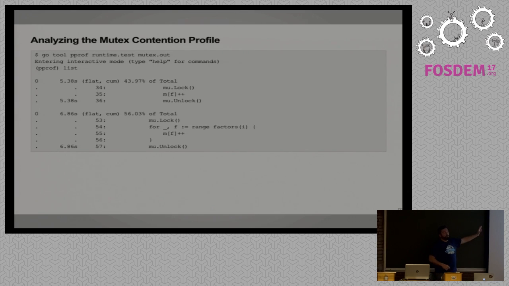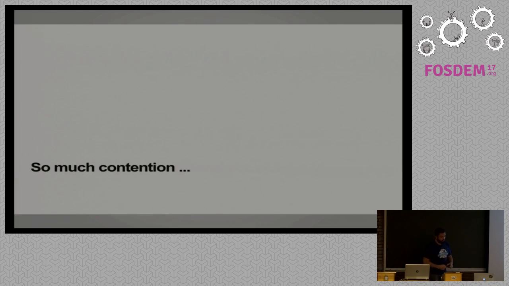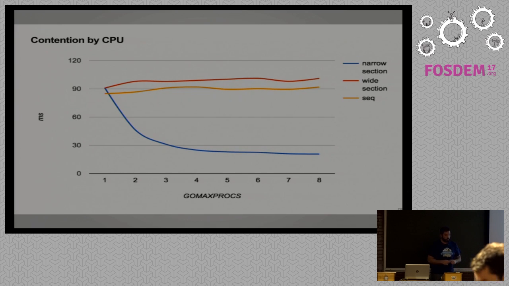And you will have some information when you do go tool pprof, and you will see that here we have the one where we lock for a shorter time has 5 seconds of contention, while the other one has almost 7 seconds of contention. And that feels like that might not be that much, but it is actually a huge amount of contention. So there's so much contention. Why don't I use fewer Go routines? So I use fewer CPUs. I should get less contention because there's fewer people fighting for the mutex.